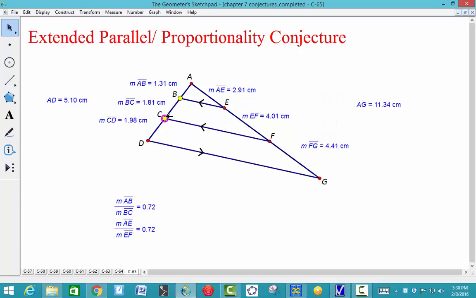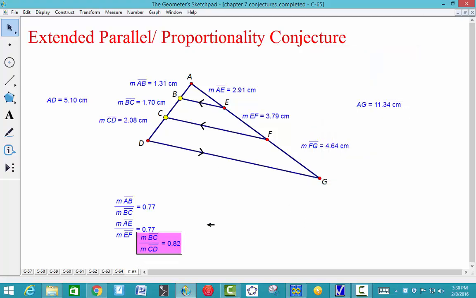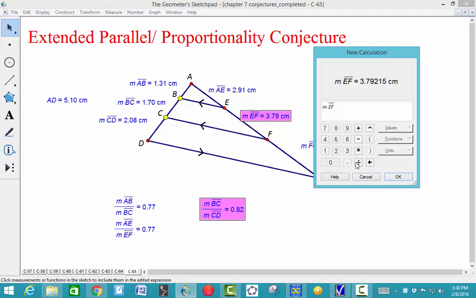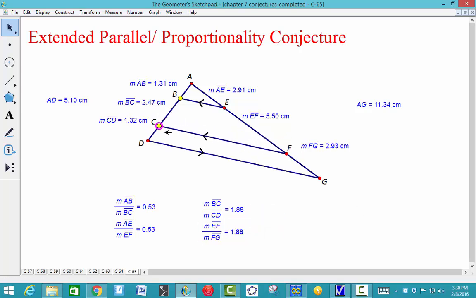And again, I can pick any two segments. I can say BC is to CD as EF is to FG. And you can see that those ratios would be the same. So even though the ratios are changing, you're seeing that these corresponding ratios are congruent, or proportional, I should say. And that's it for chapter 7.